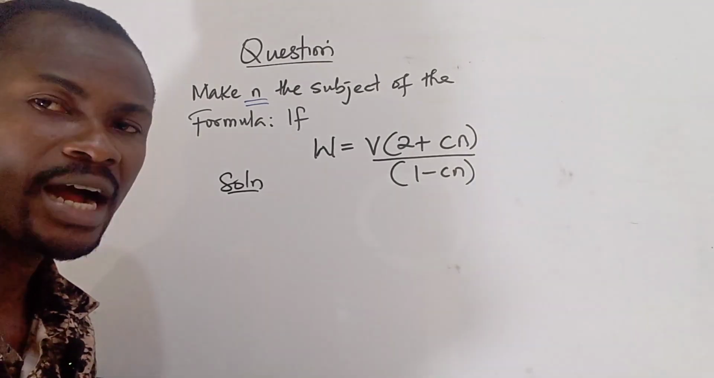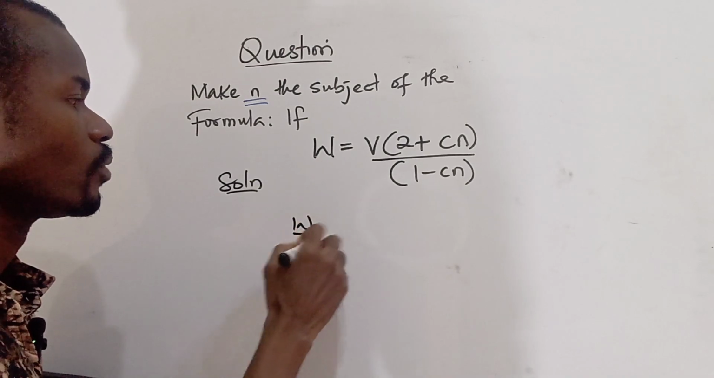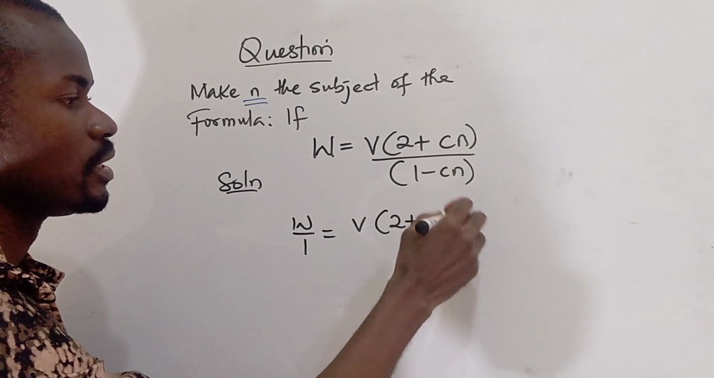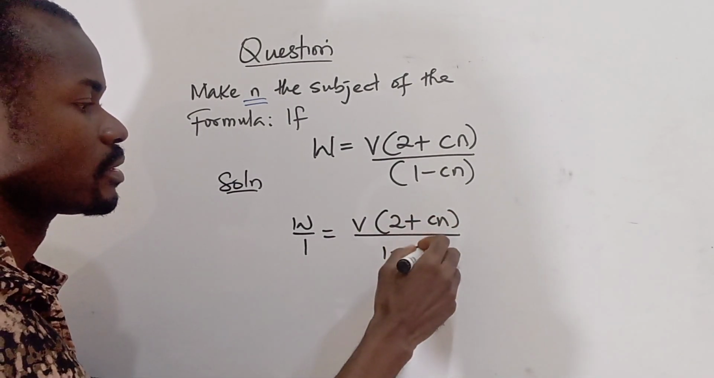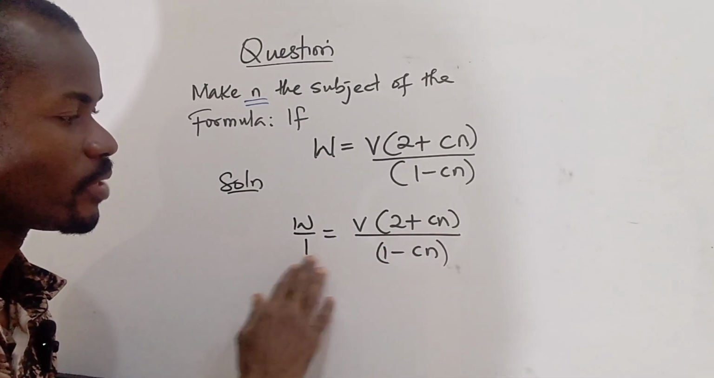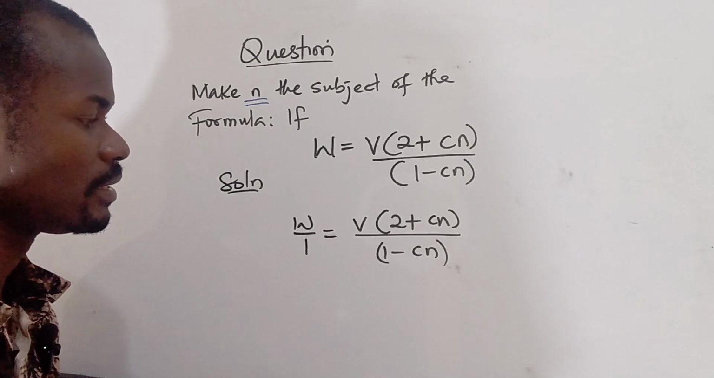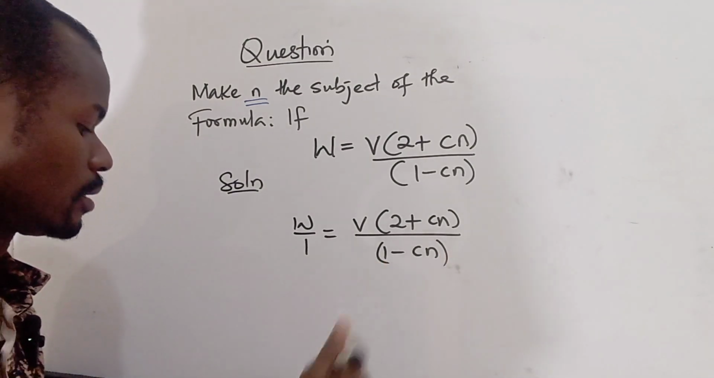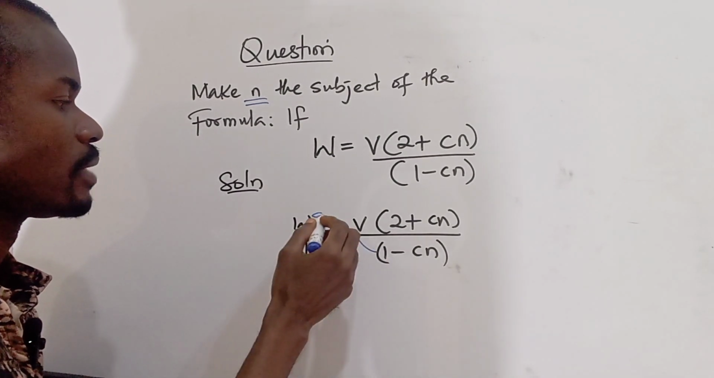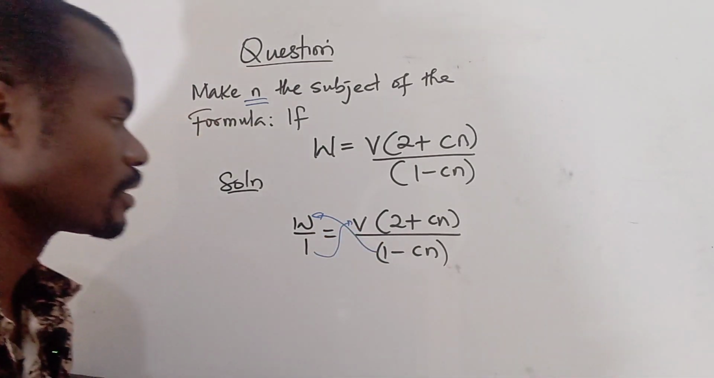Now, the first thing is when you have a denominator like we have here, I can simply say W over 1 is equal to V multiplied by 2 plus Cn divided by 1 minus Cn. So I put this as a fraction. When we have denominators like this, we can cross multiply. So this is going to come and multiply this, and this one will multiply this. All right, so that's our first step.